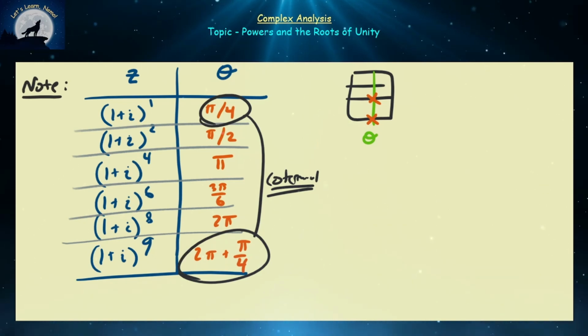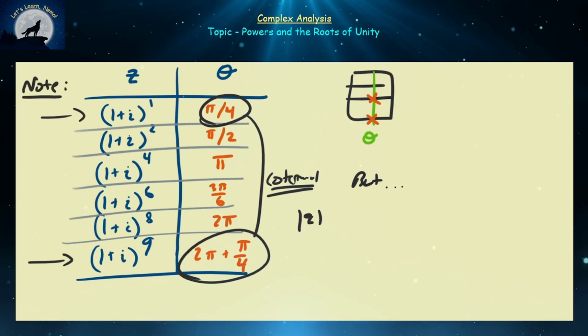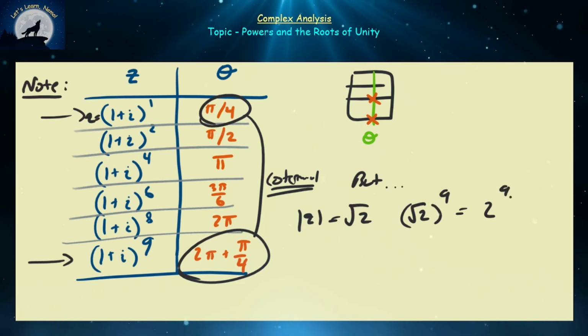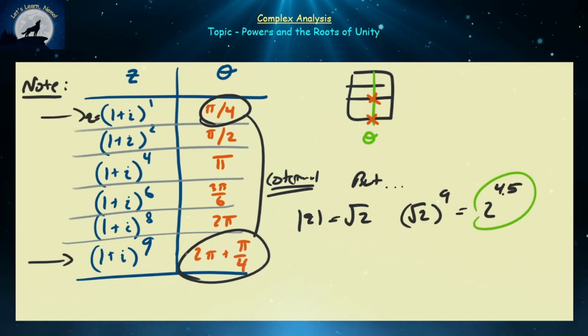So what can you tell me about 1 plus i and (1 plus i) to the power of 9? Are they the same number? No. But they're at the same angle. For example, because keep in mind the absolute value of z, where z is equal to 1 plus i, was equal to the square root of 2. But the square root of 2 to the power of 9 is the same as 2 to the power of 9 divided by 2, which is 4.5, right? So that's 4.5, which is a lot longer than that, right?